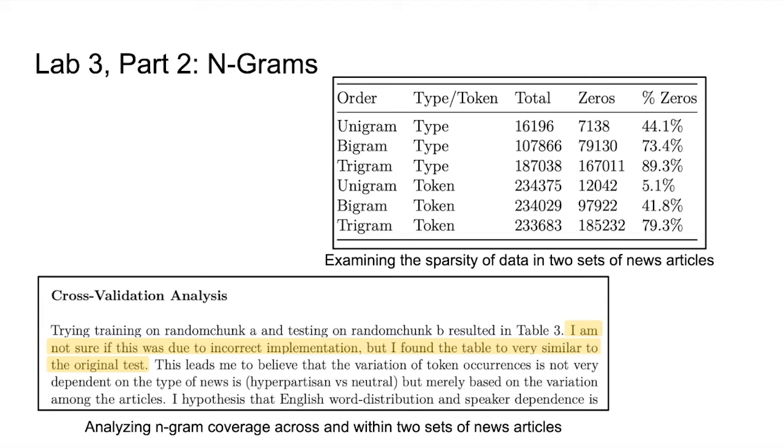Students were then asked to repeat the experiment, but this time by breaking the news articles into 2 random halves, containing both hyperpartisan and neutral texts. Above, a student-generated table shows the numbers of n-gram types and tokens found in one random half that were not found in the training data. Students were then asked to compare this result to the result they got when they trained on hyperpartisan news and tested on neutral news. A snippet of the text produced by a student is shown below.